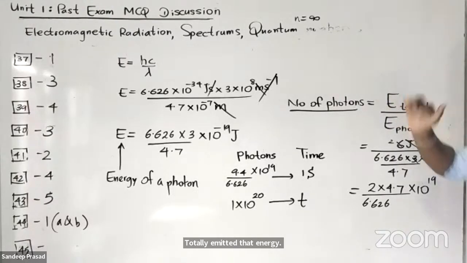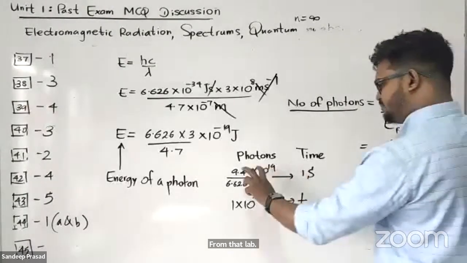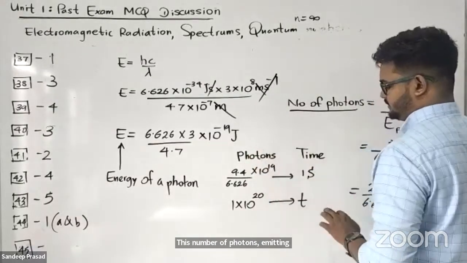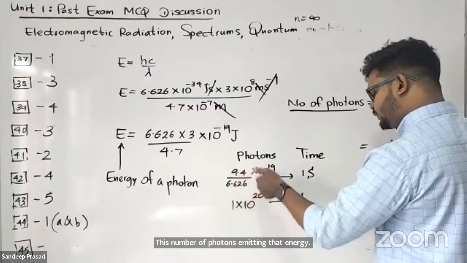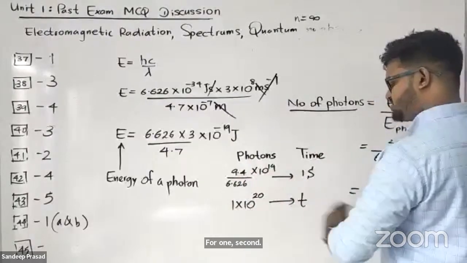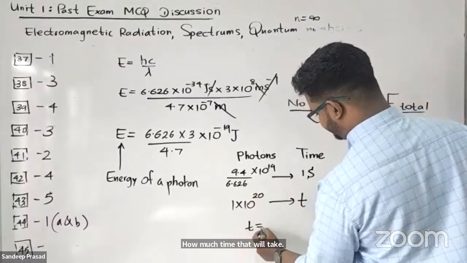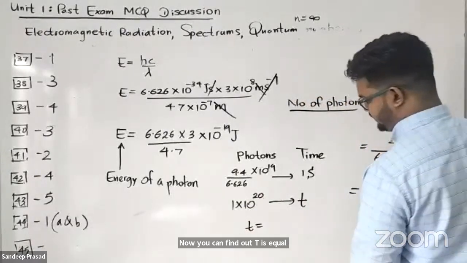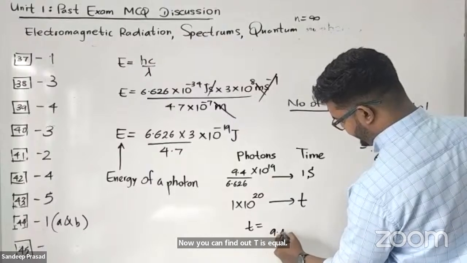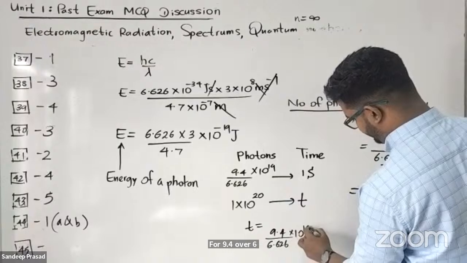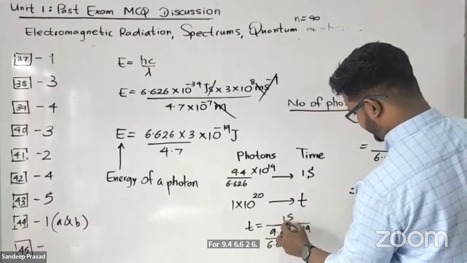These are the number of photons. Then this number of photons emits that energy in 1 second. Then if we use 1 into 10 to the power 20 photons, how much time will that take? Now you can find out T. T is equal to 9.4 over 6.626 into 10 to the power 19 photons, just 1 second is enough.